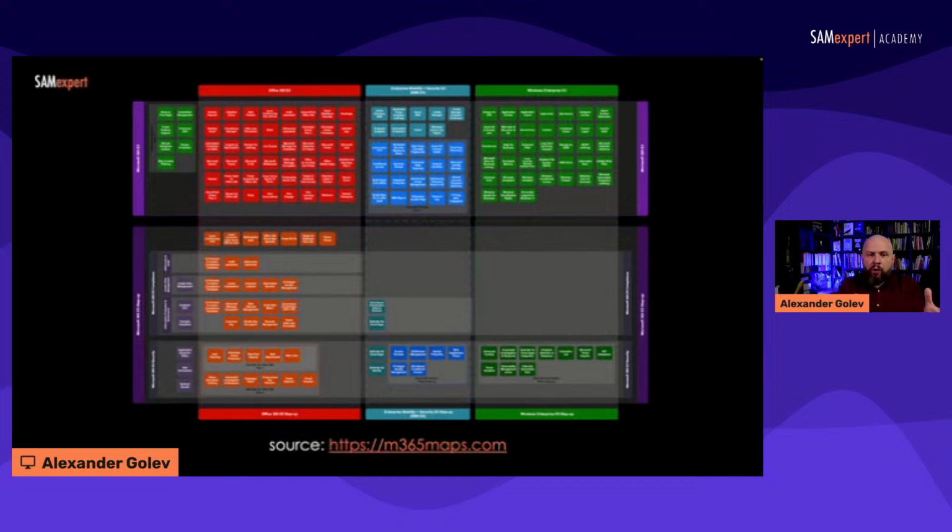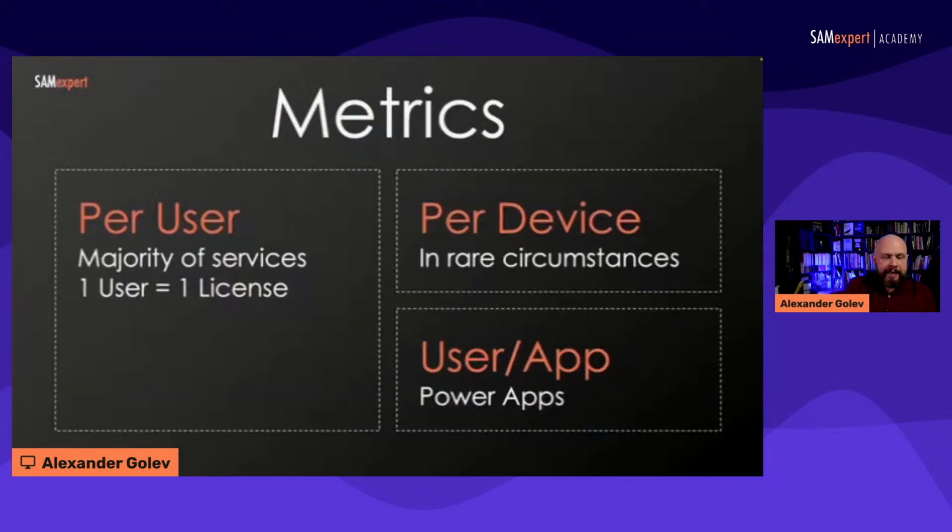You can do this. Obviously, all this data is available in the product terms. All this data is available in additional spreadsheets on the Microsoft website. But these resources, and this is not even sponsored, we just really like it. We recommend it. We use it almost on a daily basis.